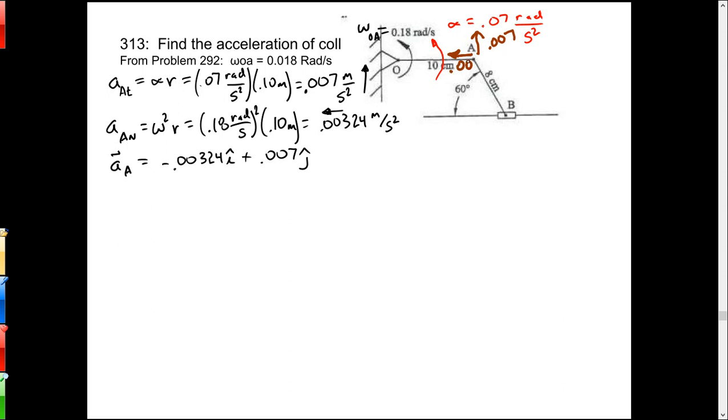So that's 0.00324 going in. So A sub A then is just the combination of those two things. So negative 0.00324i plus 0.007j. That's how A is accelerating, because it's just rotating about O.